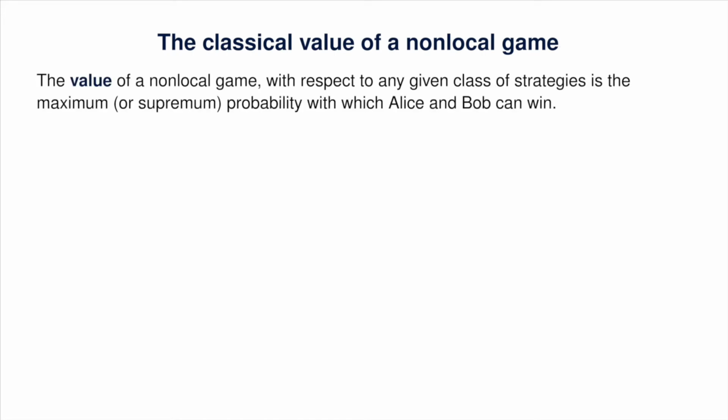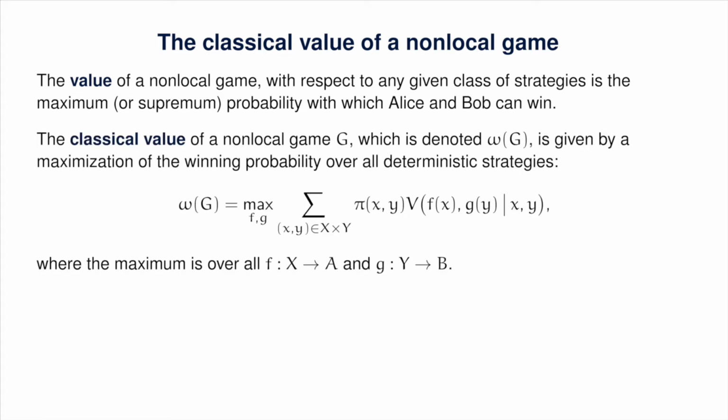When we speak of the value of a nonlocal game with respect to any class of strategies we might be interested in, we mean the maximum or the supremum of the probability that Alice and Bob win, taken over all strategies in that class. The classical value is simply the maximum winning probability taken over all deterministic strategies. We denote the classical value of a nonlocal game G as omega of G, and this value can be expressed as you see here. The maximum, naturally, is over all deterministic strategies, or equivalently, over all functions f from X to A and g from Y to B.